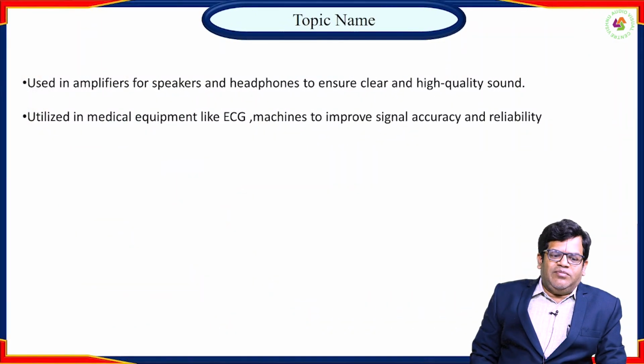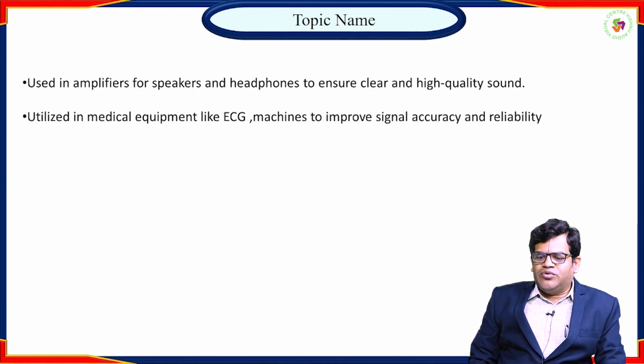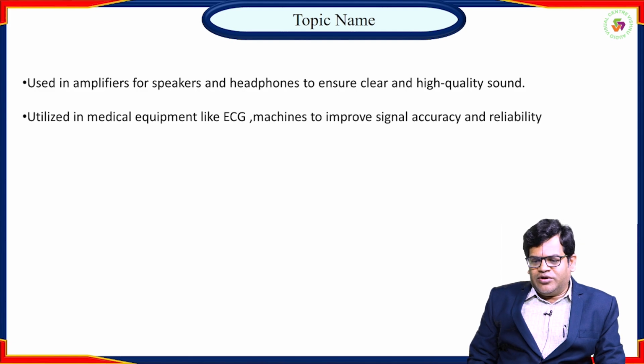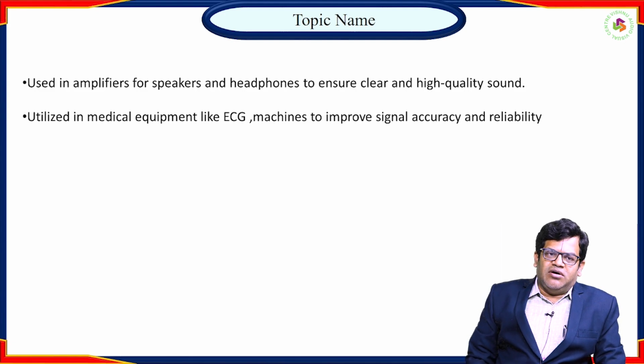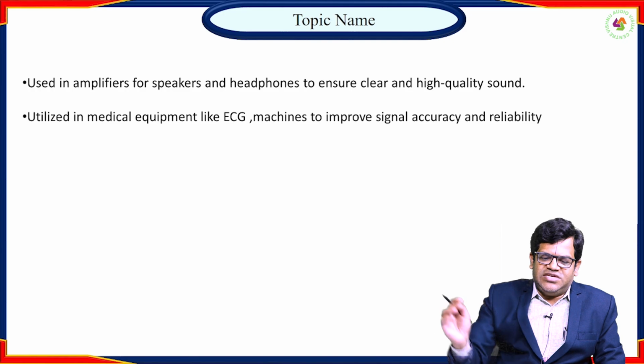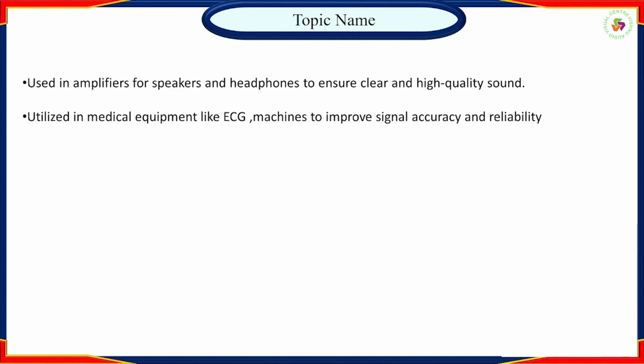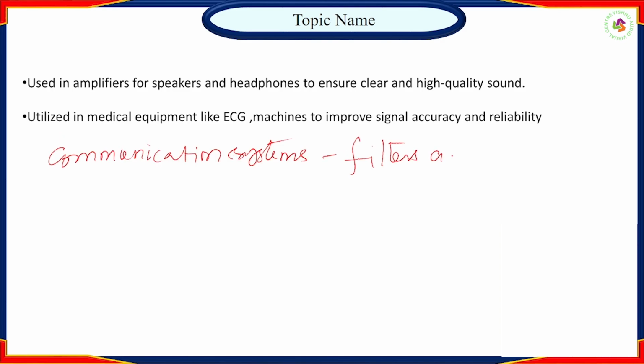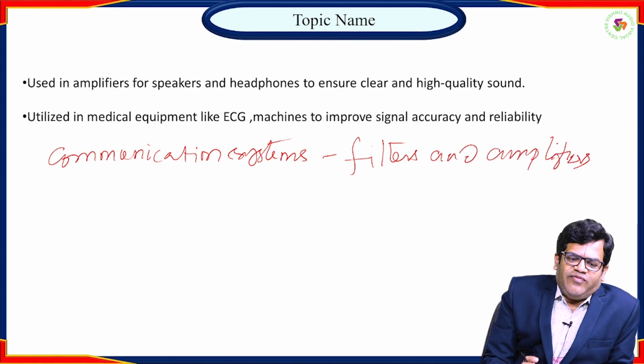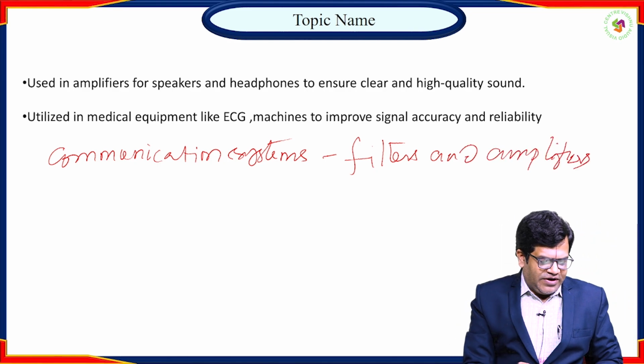Fundamentally, the feedback amplifiers are used in the amplifiers for speakers and headphones to ensure clear and high quality audio sounds. They are utilized in medical equipment like ECG machines to improve signal accuracy and reliability. Apart from that, these feedback amplifiers are used in the design of some communication systems where we design filters and amplifiers. So these are some of the applications of feedback amplifiers.